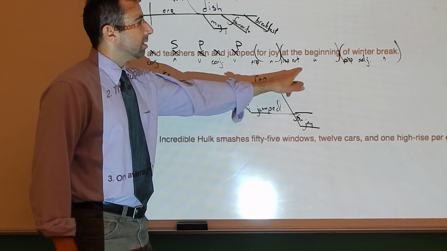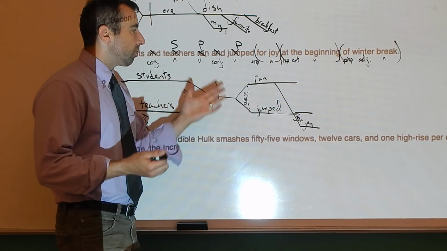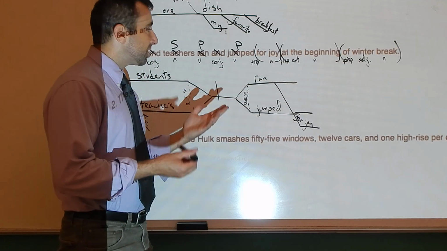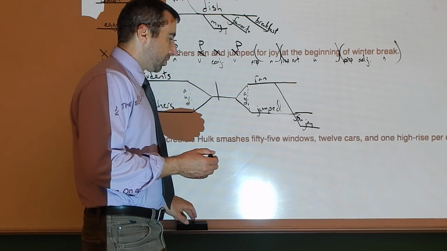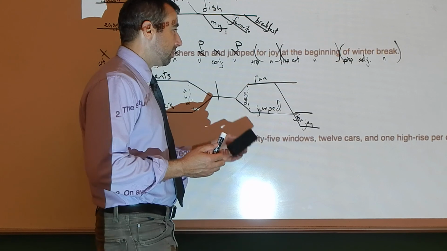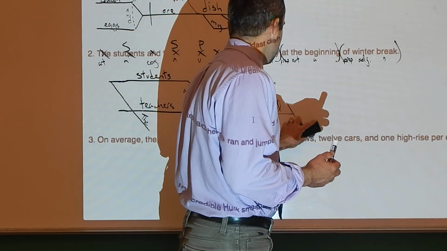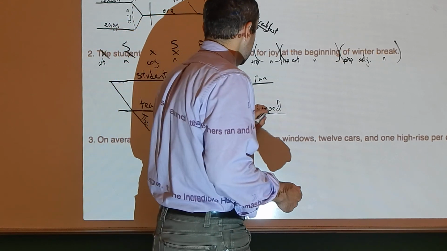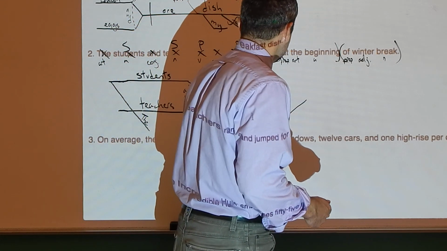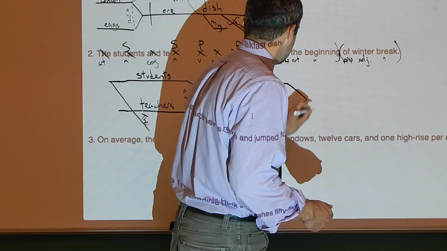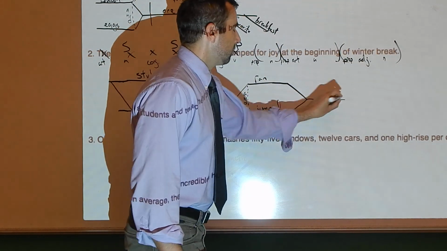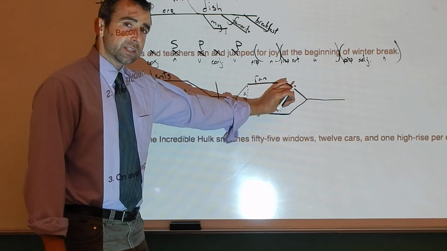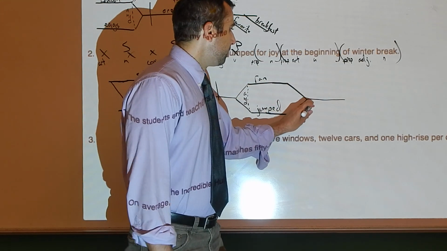But you know what? This at the beginning of winter break is when the running and jumping happened, and we're going to have to get a bunch of stuff connected to at the beginning of winter break. I think what I would like to do is just bring the two lines back together here. So we split up the lines, now we can bring them back together. Why did they run and jump?